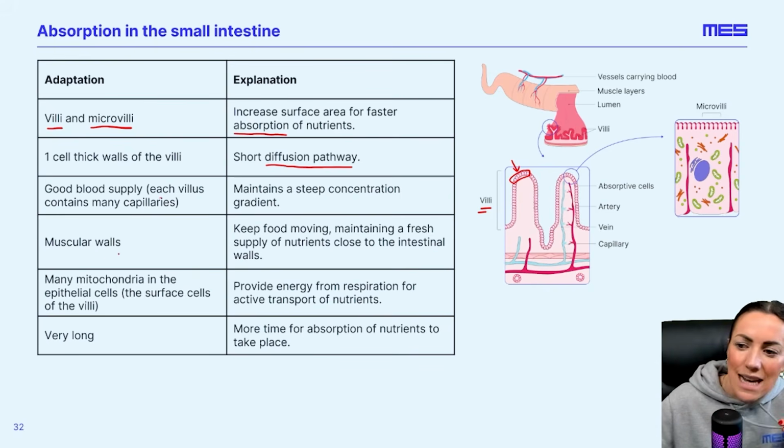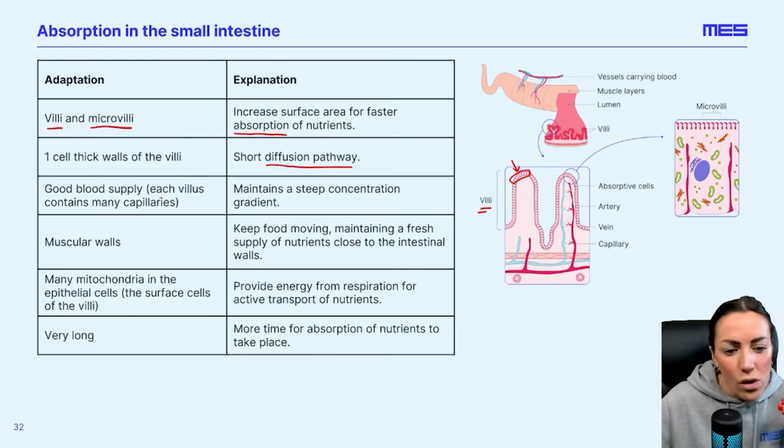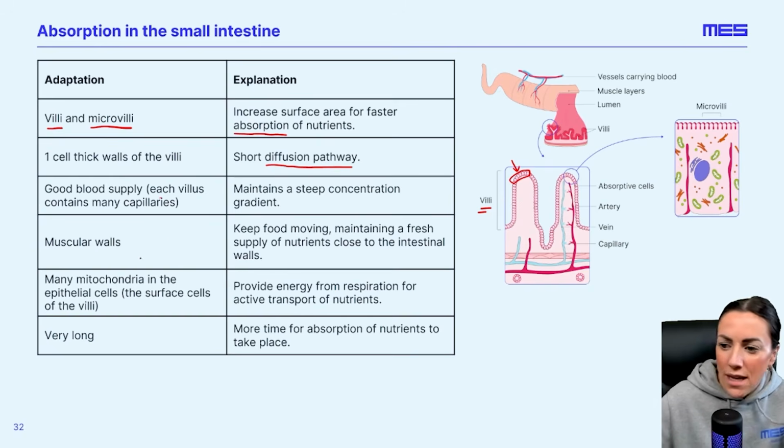The small intestine has walls made of muscle. This keeps the food moving as the muscle contracts. So it keeps churning and it's moving the nutrients, trying to move them closer to the walls of the small intestine, or the walls of the villi, so the nutrients can be absorbed.